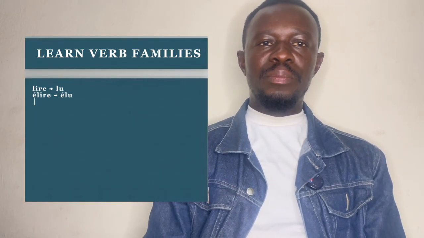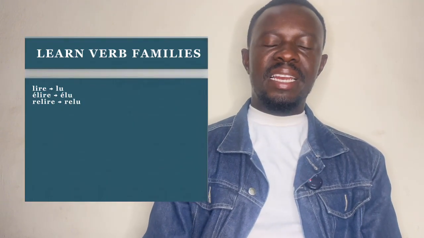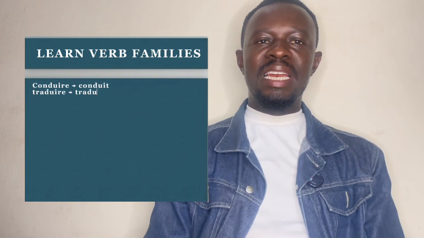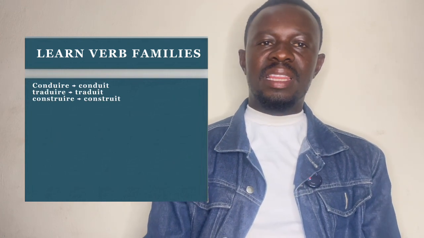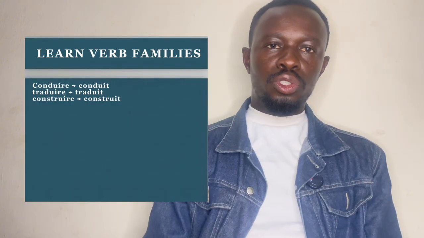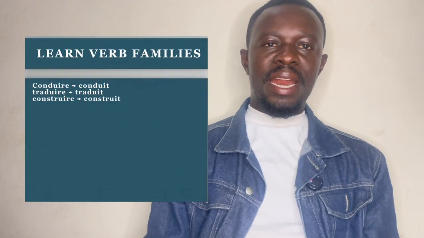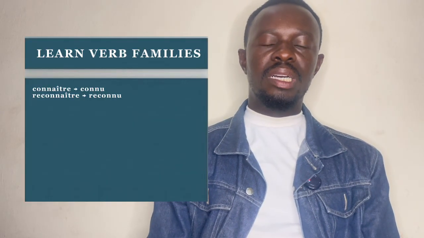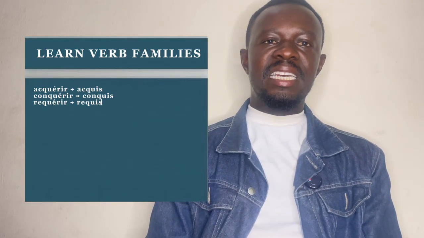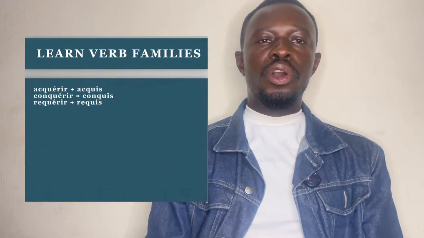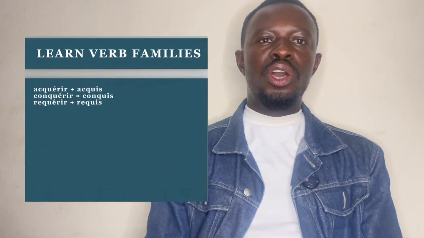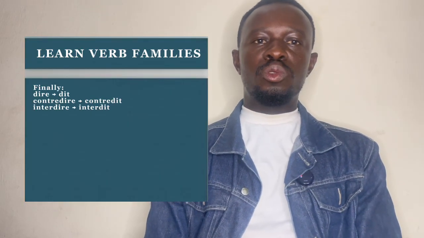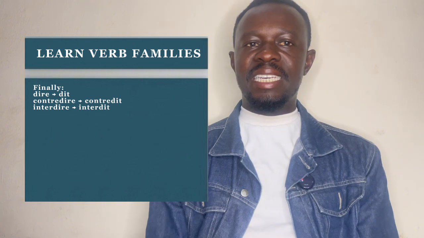So we have the lire family. Lire changes to lu. Élire, élu. Relire, relu. The conduire family. Conduire changes to conduit. Traduire, traduit. Construire, construit. The connaître family. Connaître, connu. Reconnaître, reconnu. The acquérir family. Acquérir changes to acquis. Conquérir, conquis. Requérir, requis. And finally, the dire family. Dire changes to dit. Contredire, contredit.